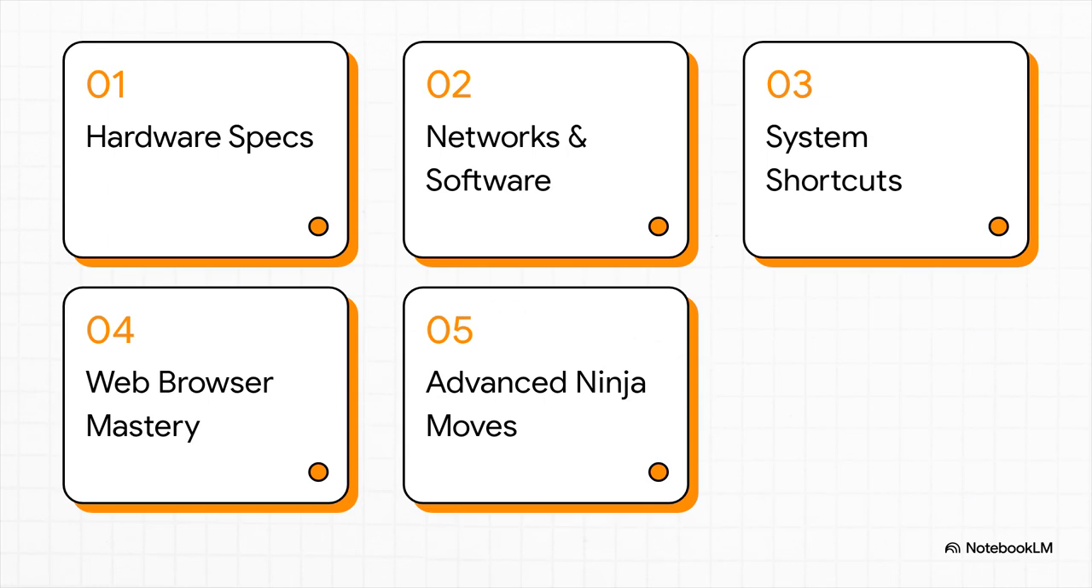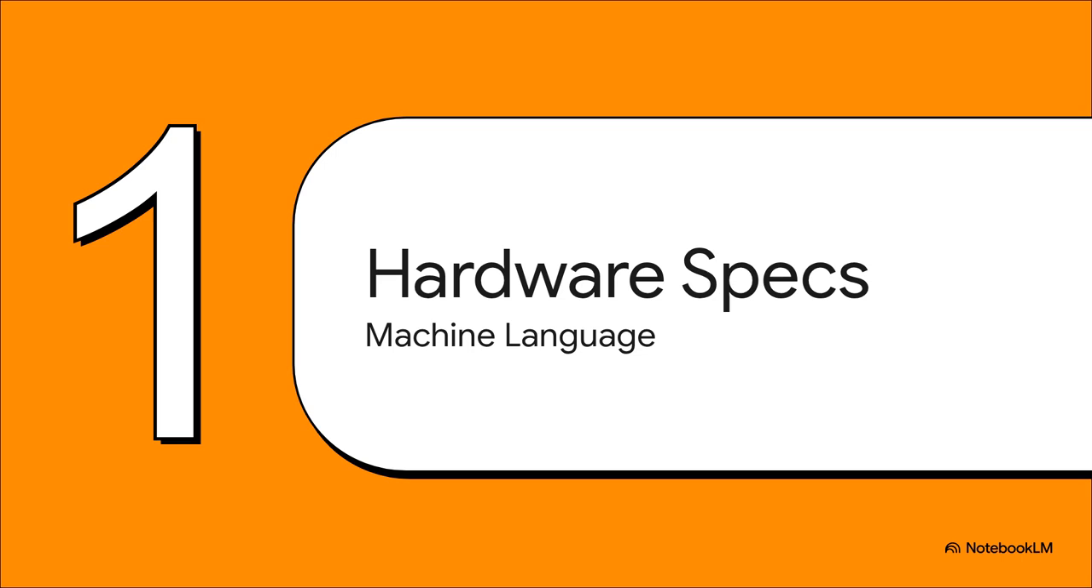Okay, so here's our roadmap for today. 1. Decoding computer hardware specs. 2. Navigating networks and software. 3. Essential system and editing shortcuts. 4. Mastering your web browser. And finally, 5. Advanced tech ninja moves. Let's dive right in. Part 1.